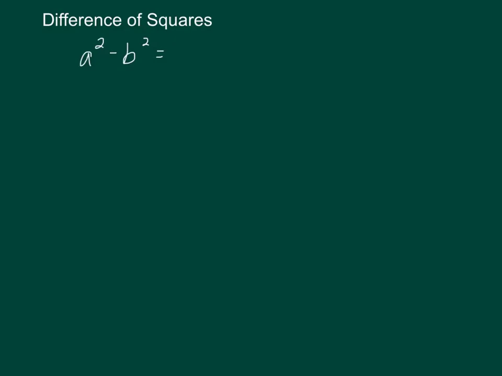Difference of squares is the next type of problem we're going to review. That means you have something squared minus something else squared. When you factor this, a squared minus b squared will factor into either a minus b times a plus b, or I could change the order and do a plus b times a minus b.